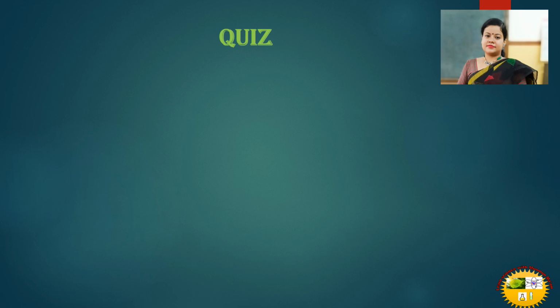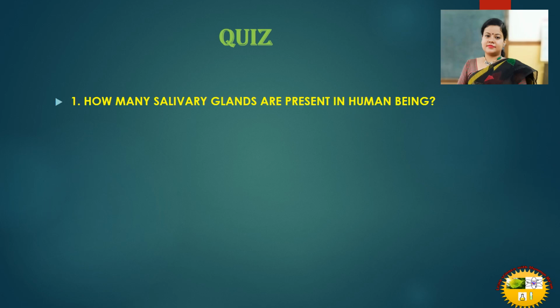Coming to question number 1, how many salivary glands are present in a human being? Quickly write down your answer in the comment section. I think you have already written your answer. So let's move to the next. Name the enzyme secreted by the salivary gland. Which enzyme is secreted by the salivary gland? Quickly write it down.